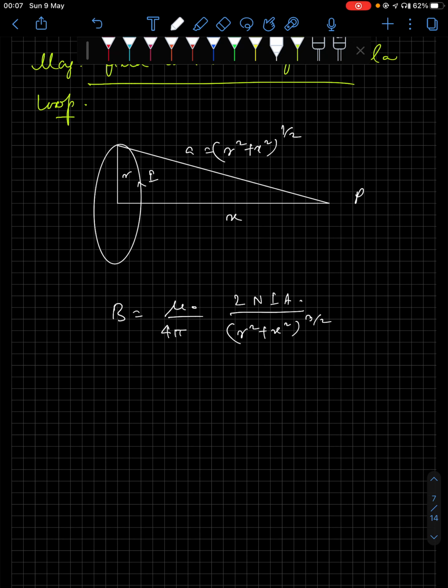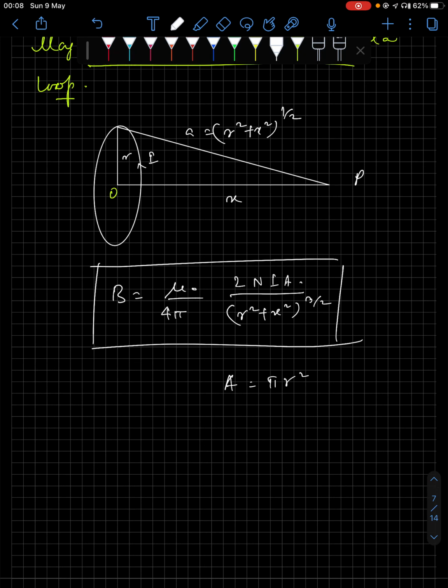So you got this relation. I is the current carried by this loop, and you have A. A is the area, okay, area of the loop. So value of A is pi r square. Now we'll have two special cases here. First case will be when x is very much larger than r. X is much greater than r.